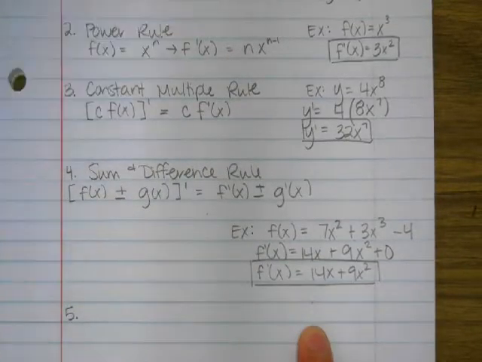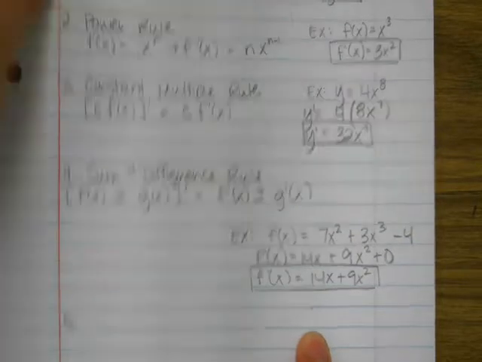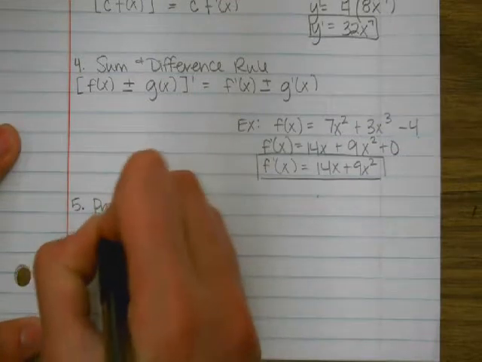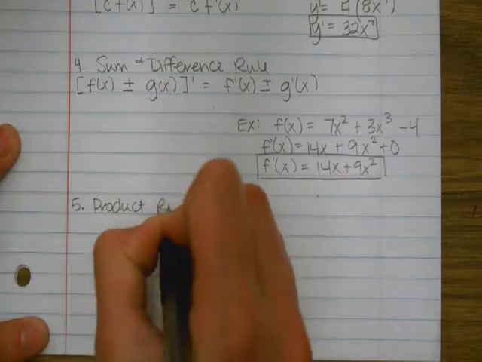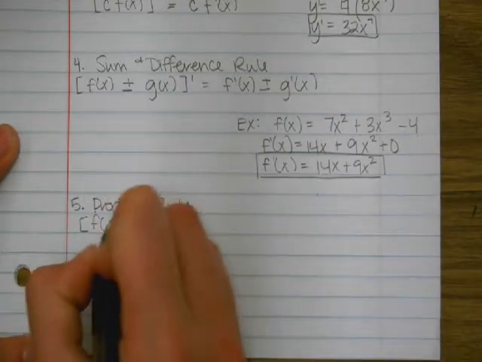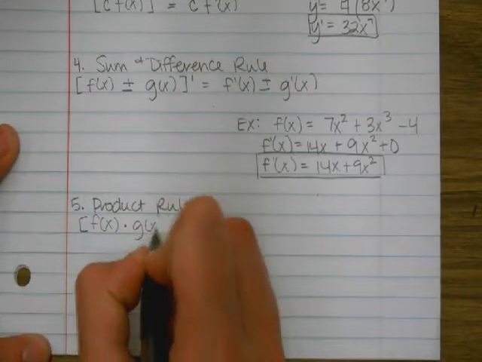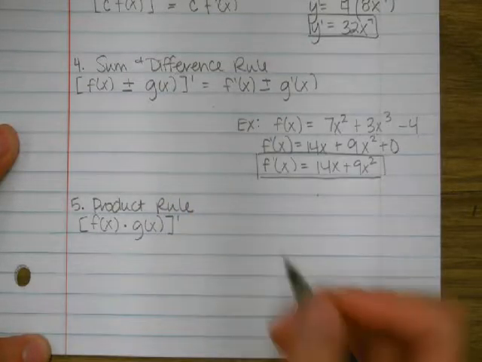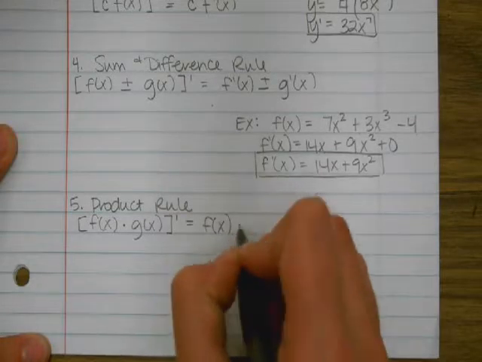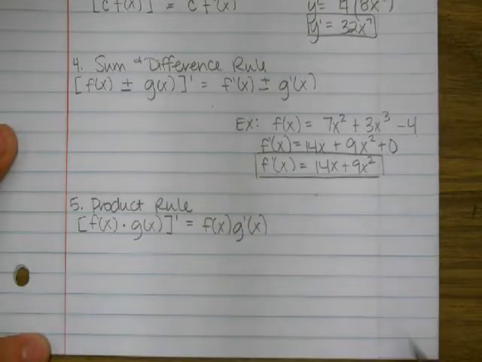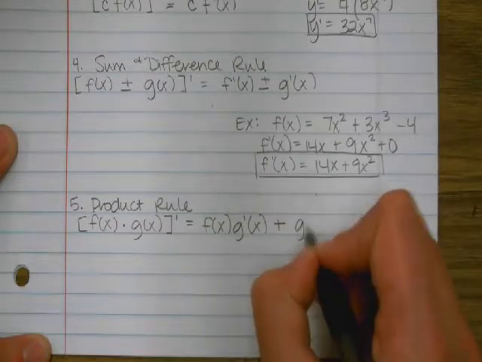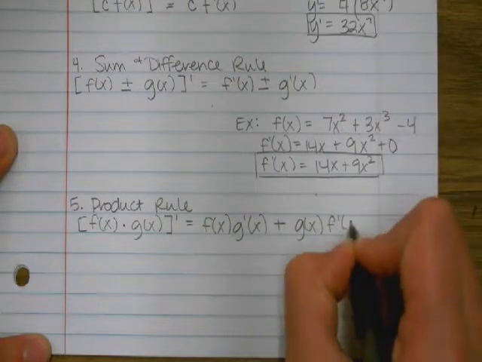All right, next we're going to look at the product rule. And the product rule says if you want to take one function that is being multiplied by another function and find the derivative of it, then you're going to take the first function and multiply it by the derivative of the second function. And you're going to add that to the second function multiplied by the derivative of the first function.